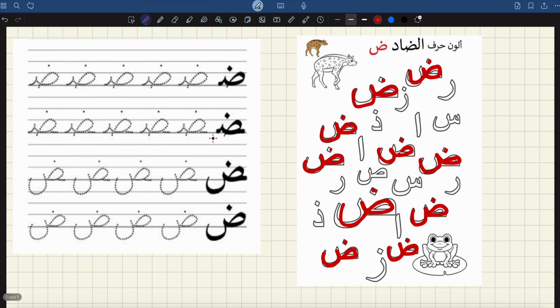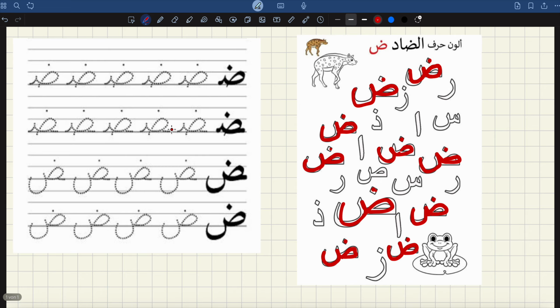Now we are trying to write the letter Dad in the beginning of a word. Start by drawing an oval shape. From this dot here, we draw the oval shape, and after that draw the line on the writing line toward the left. Add a small tooth, this tooth here, and after that to the left, and don't forget the dot above. From here like this, and after that the dot.